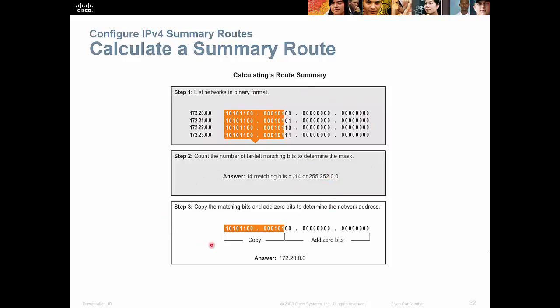So the first network in the range was 172.20.0.0. So we want to summarize that whole network. And the summarization would be 172.20.0.0/14. And that will encompass the 21, the 22, and the 23 network.